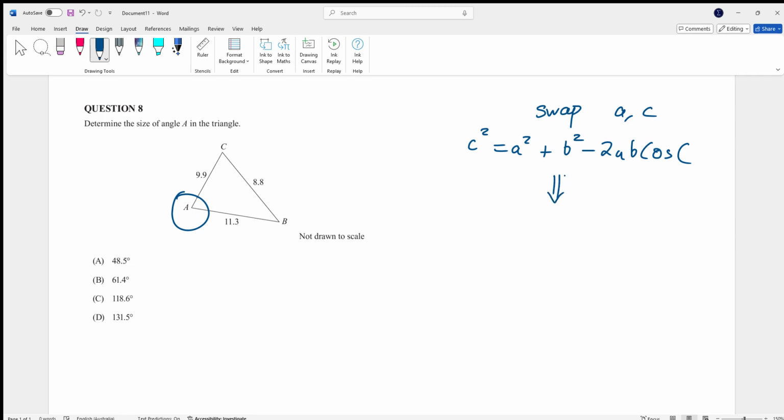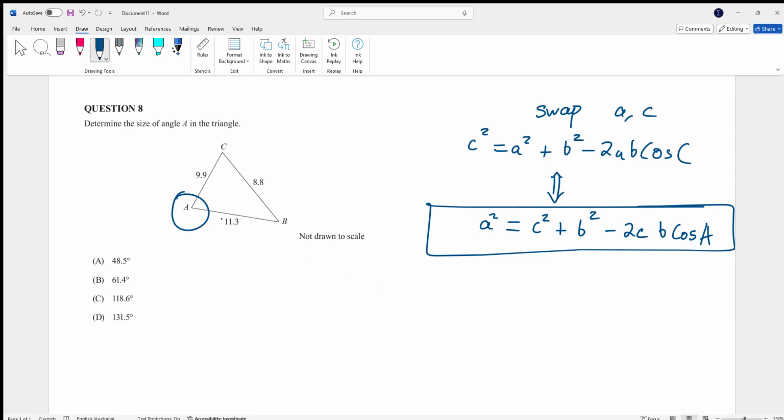So for example, we're going to swap A and C in this question. Here, we'll write a squared equals c squared plus b squared minus 2cb, and I'll write that as a lowercase, just a habit of writing as uppercase because they look like 6s otherwise, and then cos of A. Now we've rewritten the cosine rule in terms of our question here. So here we can recognize that little a is 8.8. Little c here is 11.3. I'm going based off those sides there because that's big A. So little a would be this one, little c would be this one, and then little b would be that one there. So little b is 9.9.